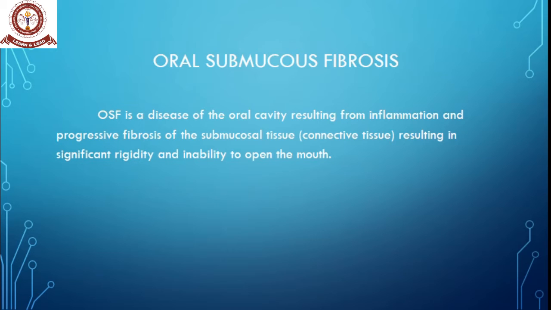Oral submucous fibrosis. Oral submucous fibrosis is a disease of the oral cavity resulting from inflammation and progressive fibrosis of the submucosal tissue, resulting in significant rigidity and inability to open the mouth. So, the name itself says oral, which involves oral mucosa, submucous, that is, whatever changes have happened just beneath the mucosal surface. Fibrosis, what kind of change has happened? That is, the submucous structures have undergone increased fibrosis.